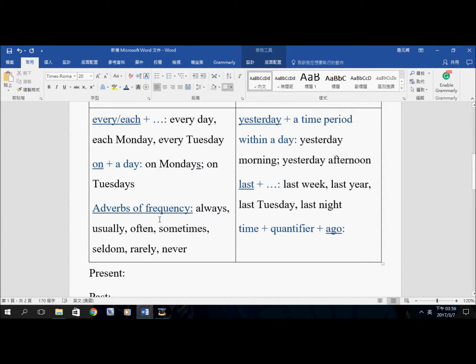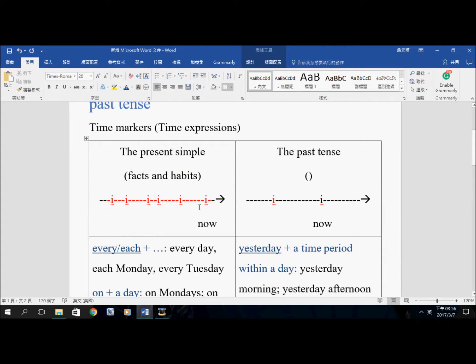And then the final one, they are called adverbs of frequency. This shows how often we do things. From 100 to 0, highest frequency to the lowest frequency. So always, usually, often, sometimes, seldom, rarely, and never. As you can see, the time markers and time expressions that we use with the present simple tense, they repeat themselves regularly. Now let's talk about the past tense.